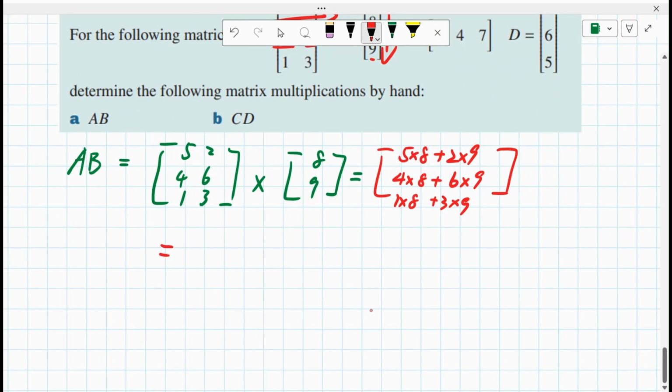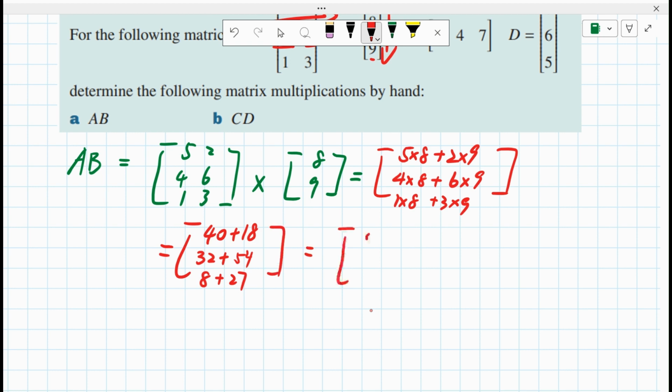That will equal 40 plus 18, 32 plus 54, 8 plus 27. And that equals 58, 86 and 35. So that's your answer.